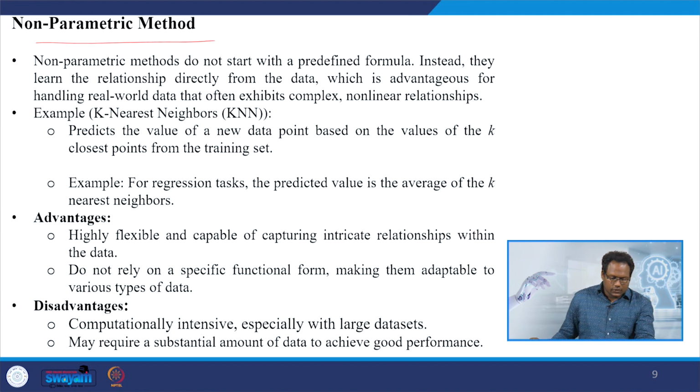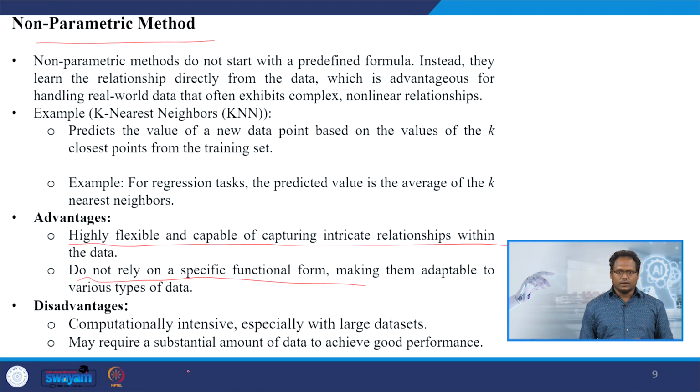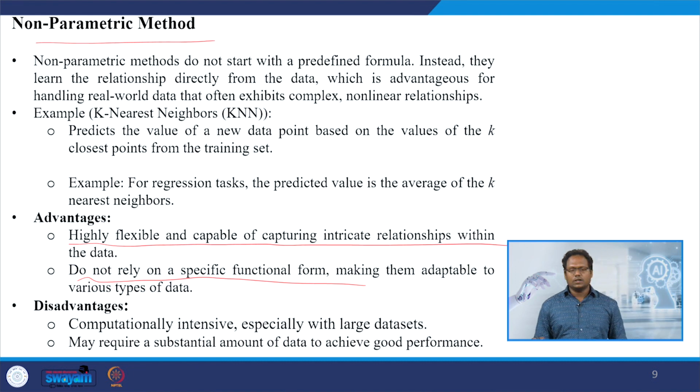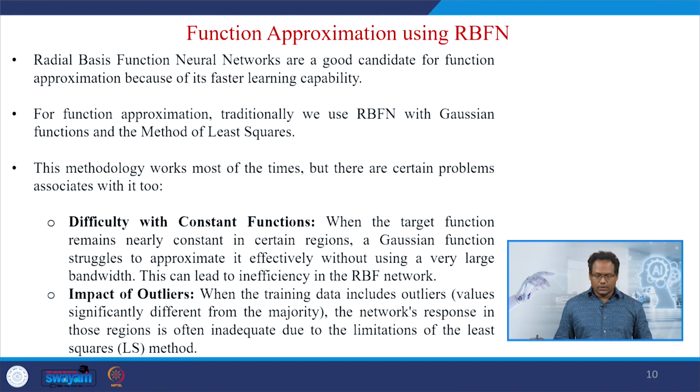The advantages of this non-parametric approach include being highly flexible and capable of capturing intricate relationships within the data, and it does not rely on a specific functional form as in the case of the parametric method. The disadvantages are that it is computationally expensive and it requires a substantial amount of data in order to achieve better performance. Now, let us see mainly function approximation using RBFN.